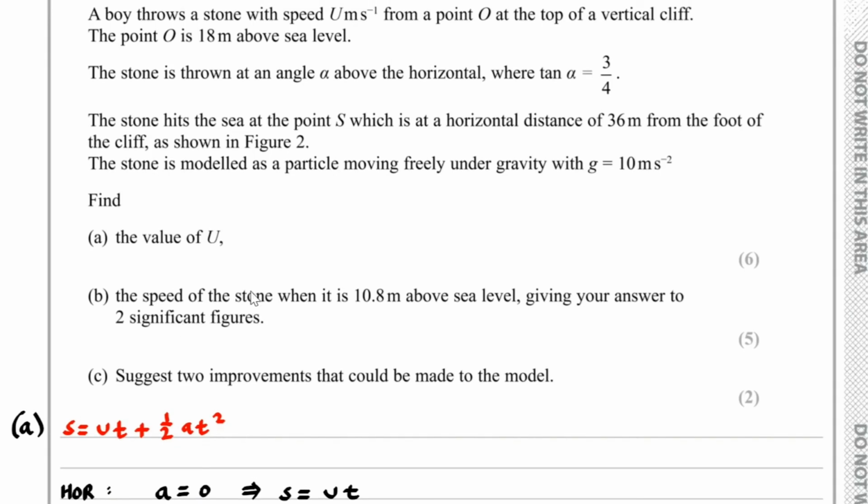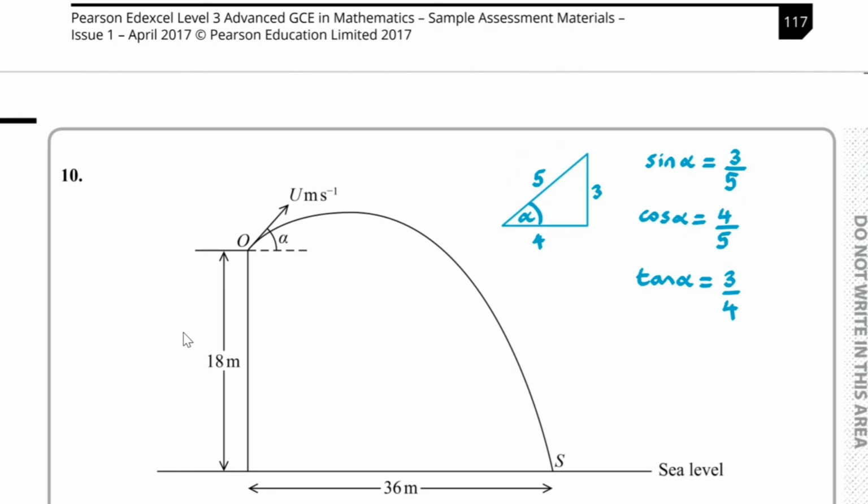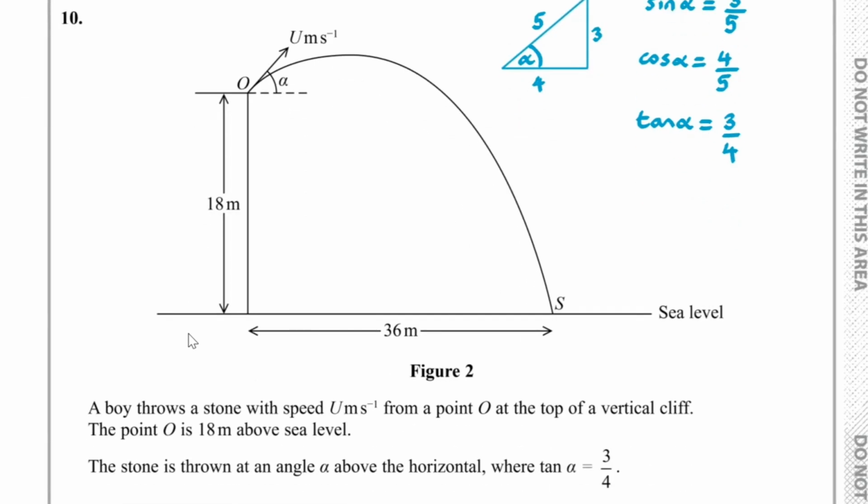Now for part B, the speed of the stone when it is 10.8 meters above sea level, give your answer to 2 significant figures. So we need to find out what this speed is. The way we will approach this is to recognize that if I'm 10.8 meters above sea level, that means up to here somewhere, I've got 10.8, which means here I would have 7.2. And that's because the 10.8 plus the 7.2 gives the 18.